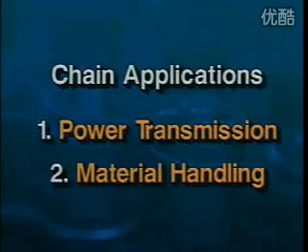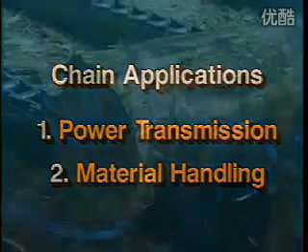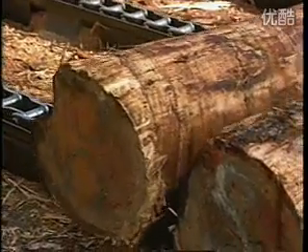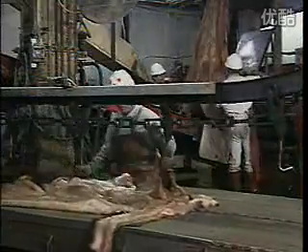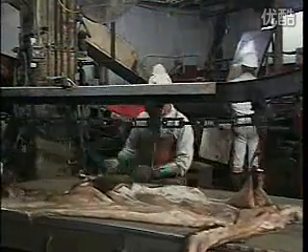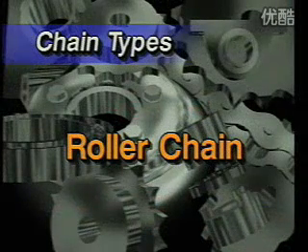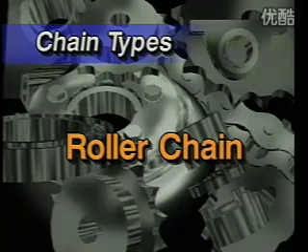The application of chain is grouped into two basic functions: power transmission and material handling. Many different chain designs have been developed for unique applications, and dozens of attachments for common power transmission chains have been developed for adaptation to material handling applications. The most widely used style of chain today is the roller chain. This program will feature the construction and numbering system for roller chains.